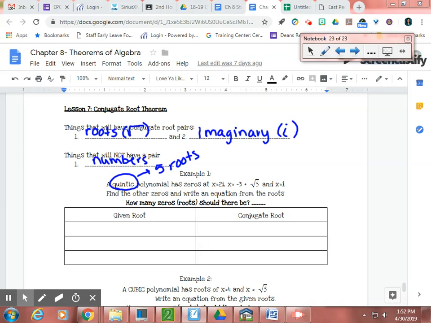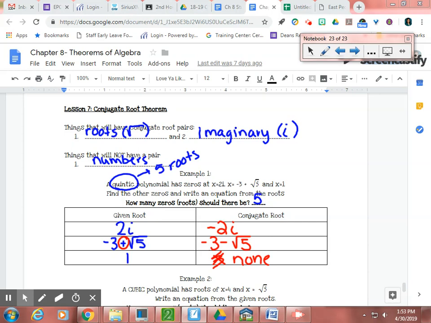Okay, so first, how many roots should there be? Well, there should be 5 because it's quintic. So the roots that you're given are 2i, -3 plus root 5, and 1. All right, so what you're doing is you're finding the conjugate roots of these. So we said that imaginaries have opposites. So remember when you're doing imaginaries, you get plus or minus. So it's going to have -2i. Same thing goes for square roots, but what changes is the sign in the middle. And then numbers don't necessarily have one, so that would be none. It's probably better to put none instead of x because you might think it's a variable instead.